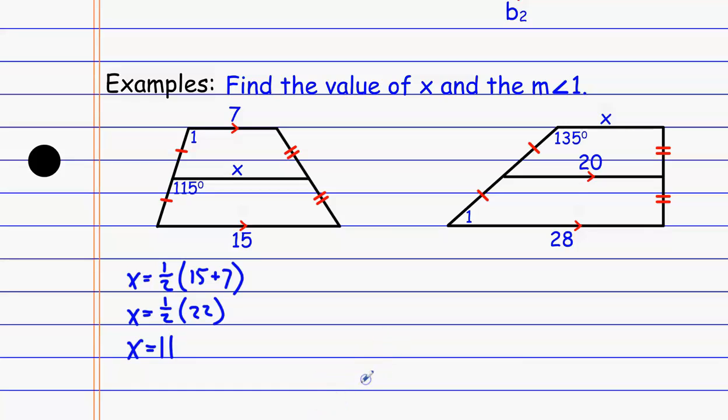And then in terms of finding angle 1, the thing that I have to understand is the midsegment is parallel to the bases, so this line is also parallel. When I look at the 115 degrees and angle 1, I just have to establish what kind of angles those are, and those are corresponding angles, and I know that corresponding angles of parallel lines are congruent. So the measure of angle 1 is also going to be 115 degrees because those are corresponding angles.